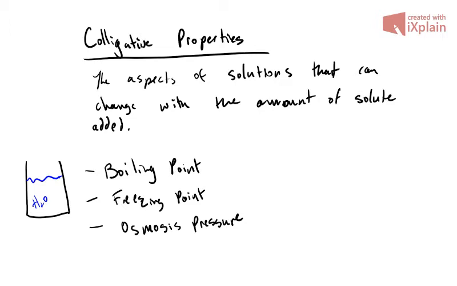But the boiling point of water is 100 degrees Celsius. Pure water, 100 degrees Celsius. Freezing point of water, 0 degrees Celsius. And the osmosis pressure, it depends on the situation. But the boiling point and the freezing point, they are exact at 100 degrees Celsius and 0 degrees Celsius.